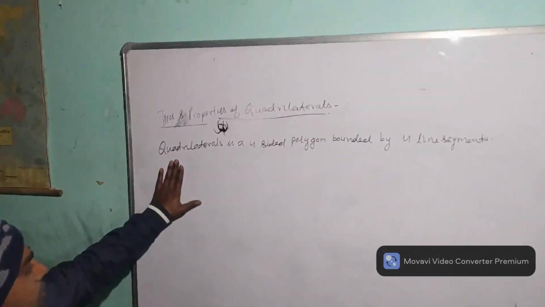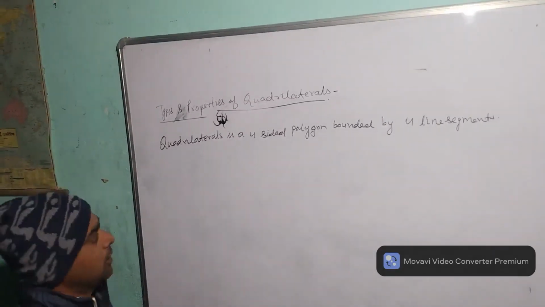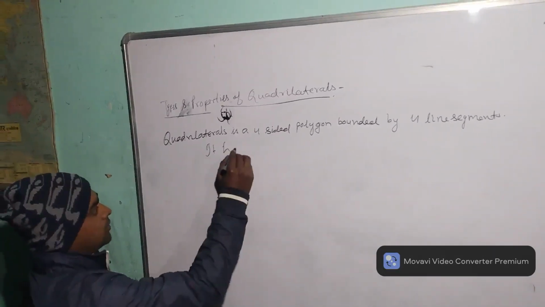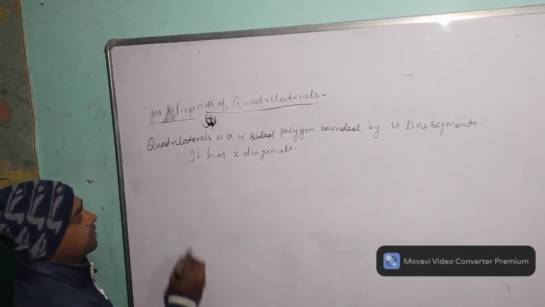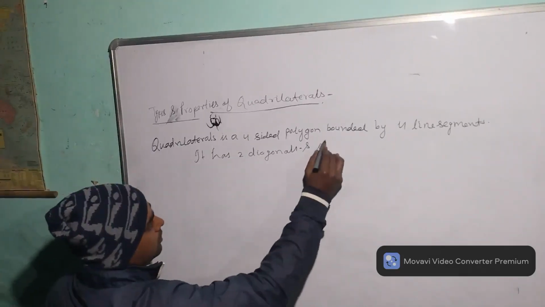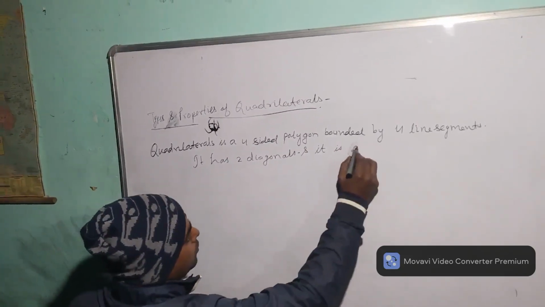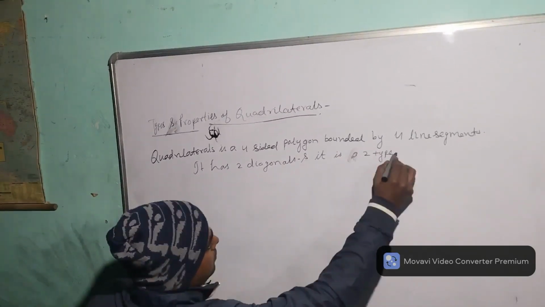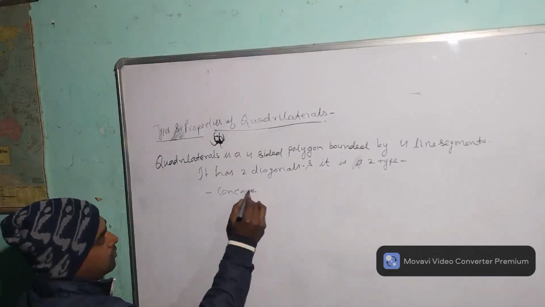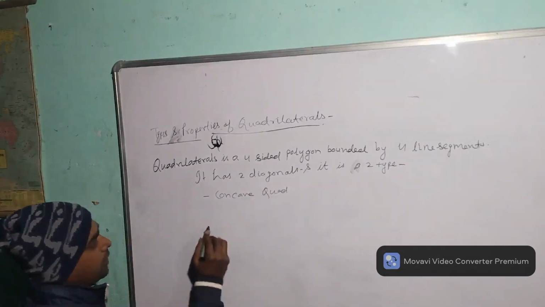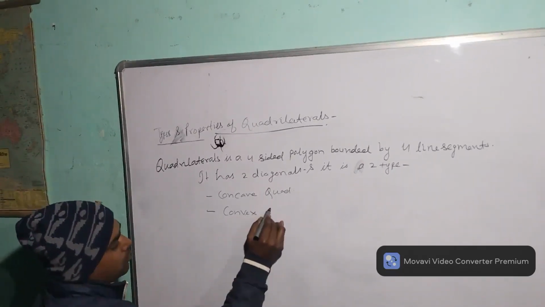Quadrilateral. A quadrilateral is a four-sided polygon bounded by four line segments. It has two diagonals, and it has two types. First one is concave quadrilateral and second one is convex quadrilateral.